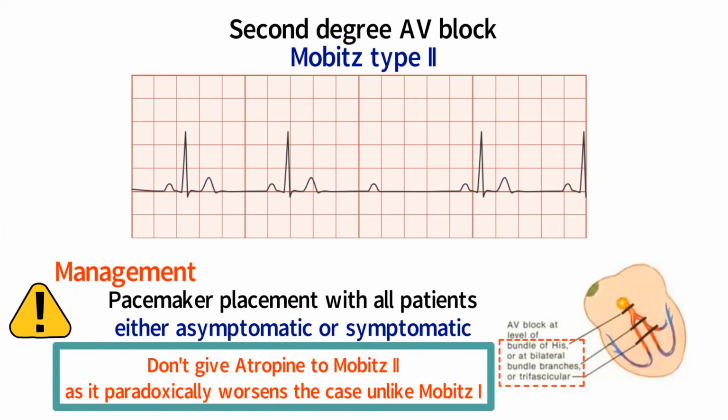But here, in second degree AV block type 2 or Mobitz type 2, you should put a pacemaker. It is not dependent on whether the patient is symptomatic or asymptomatic, because actually this can cause sudden death. This is very important to remember, and you can find a lot of cases about that in the question banks.